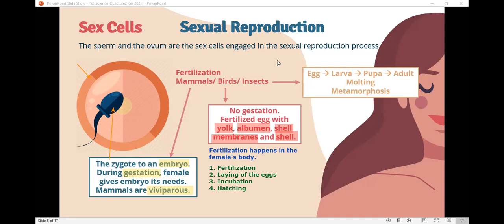Okay. Now, we'll be talking about reproduction in insects, so please focus. Next week, you will have a quiz. The quiz is about reproduction of insects and also about organization of cells in the human body. Okay? Let's start. Where does fertilization in insects happen?